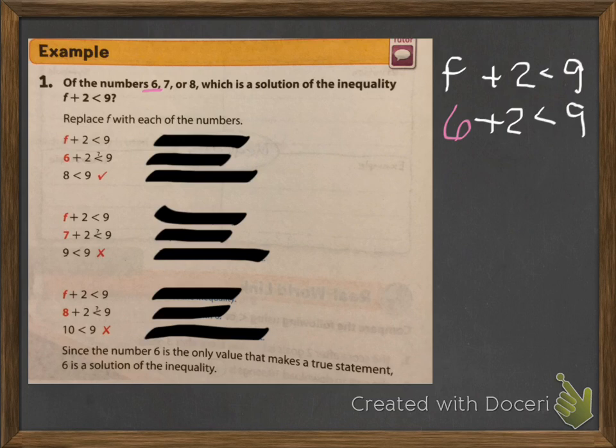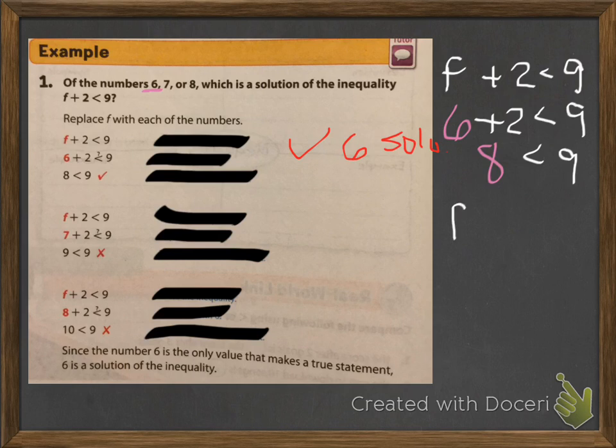Now we need to work the problem out on the left-hand side. So 6 plus 2 is 8, and then we've got less than 9. And then you need to ask yourself, is 8 less than 9? Well, yes, 8 is definitely less than 9, so this one is correct. The way you would say that is that 6 is a solution for this problem. Now we need to test the next one because we don't just stop because we found one. We want to check to see if the others are a match as well.